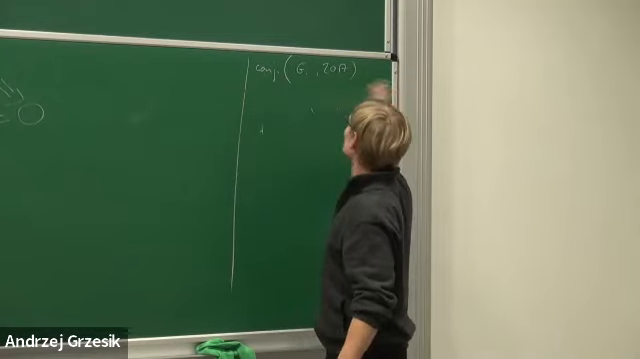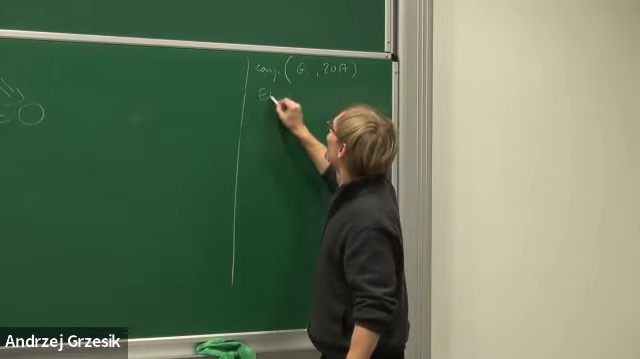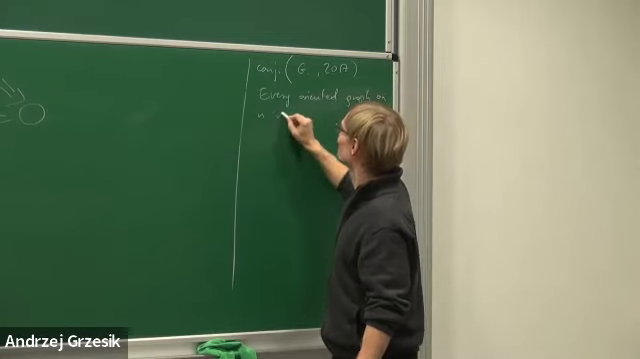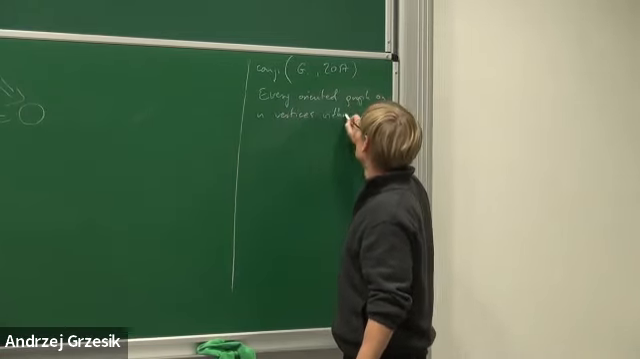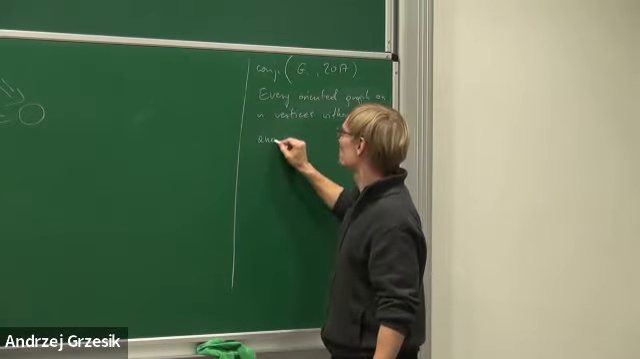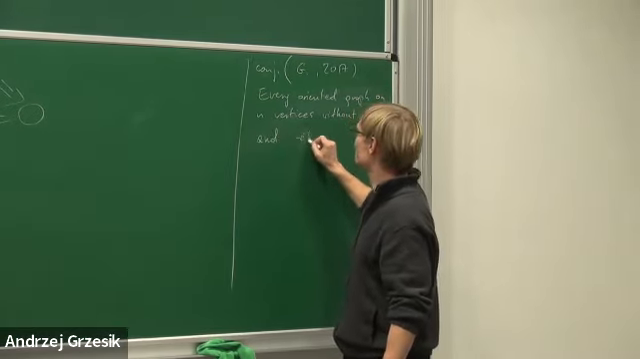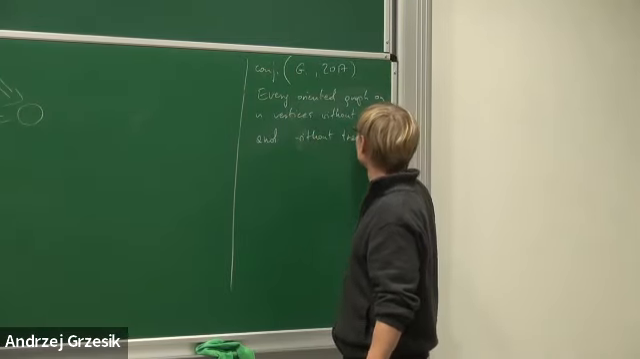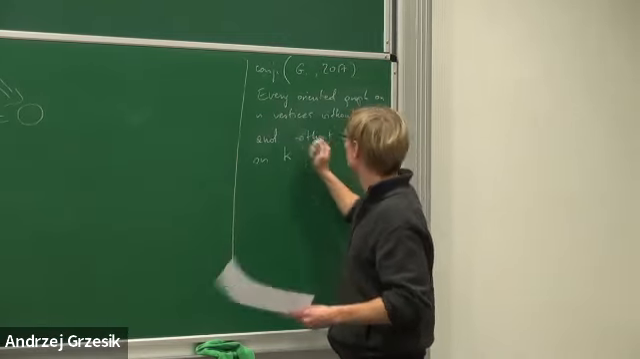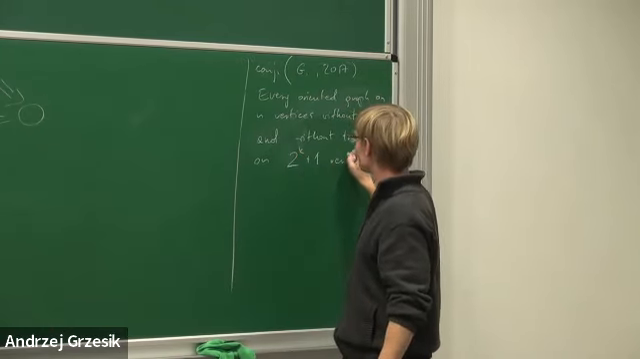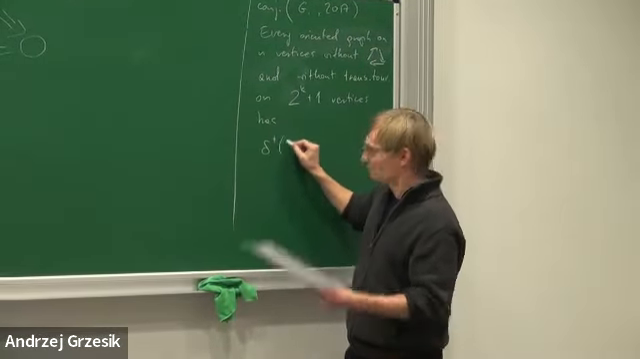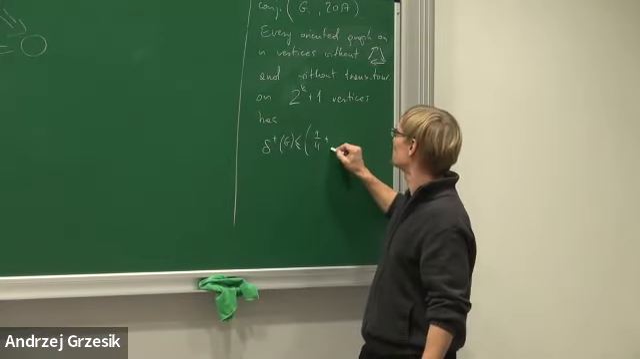No, let me write it. Sorry, let me say it this way. Every oriented graph on n vertices without a directed triangle, but additionally assume and without a transitive tournament, let's say on k vertices, 2^k plus 1 vertices. Such a graph has out degree bounded by this sequence.